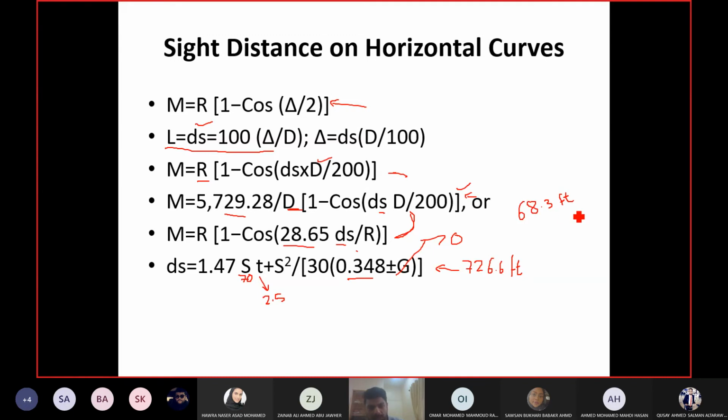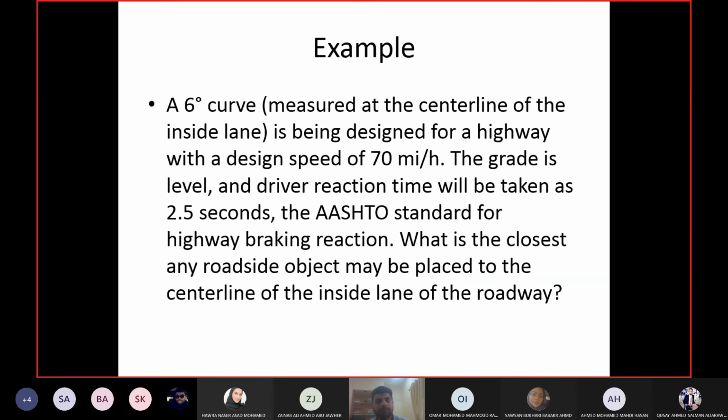If you want to go at 70 feet, 100 feet, 200 feet, no problem. Okay, but it should be at least this much. Again, you calculate this from the center line of the inside lane. So obviously if it is 68.3 feet from the inside lane, then it has more distance from the other lanes, right? So other lanes, like I said, are not so critical.